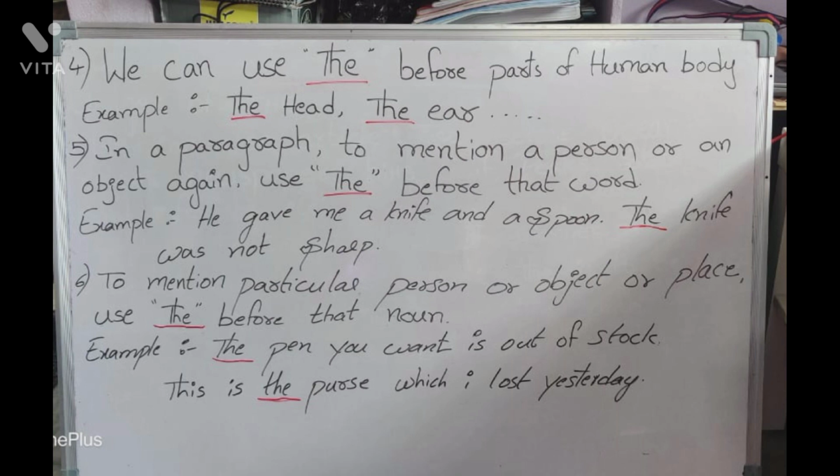To mention particular persons or objects or a place, we use the before the words. For particular persons we use the in sentences. Okay, like: the pen you want is out of stock.